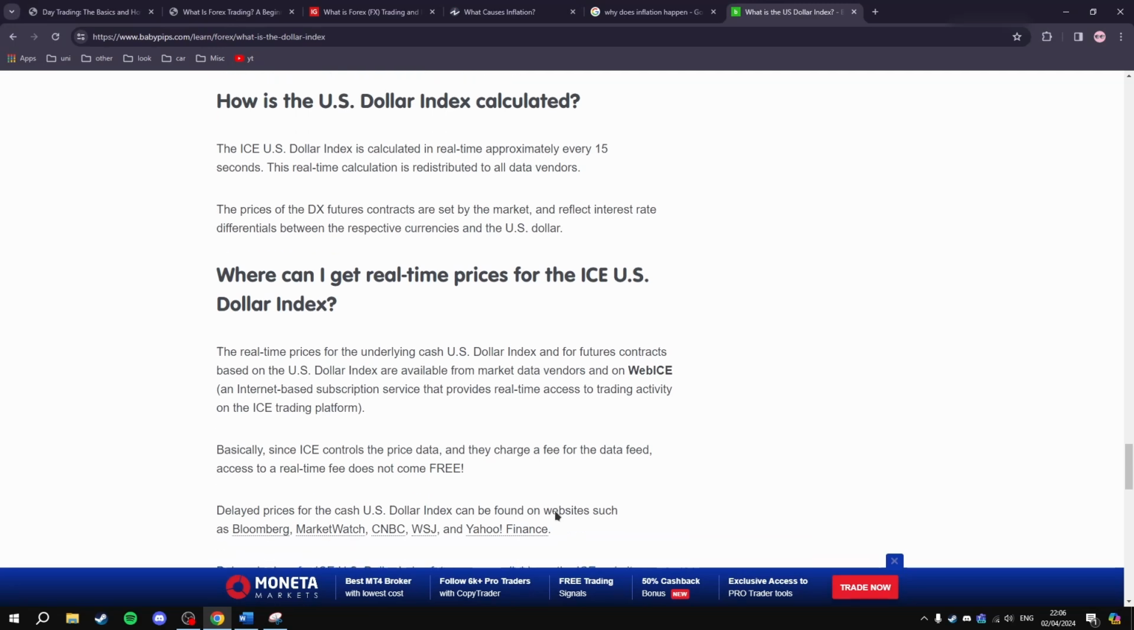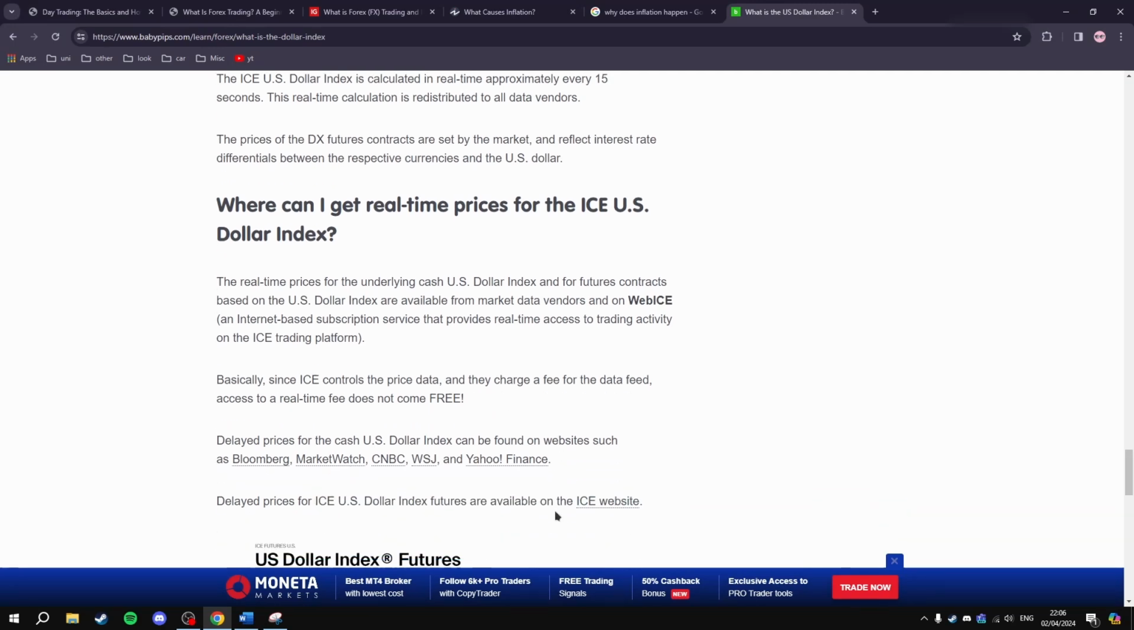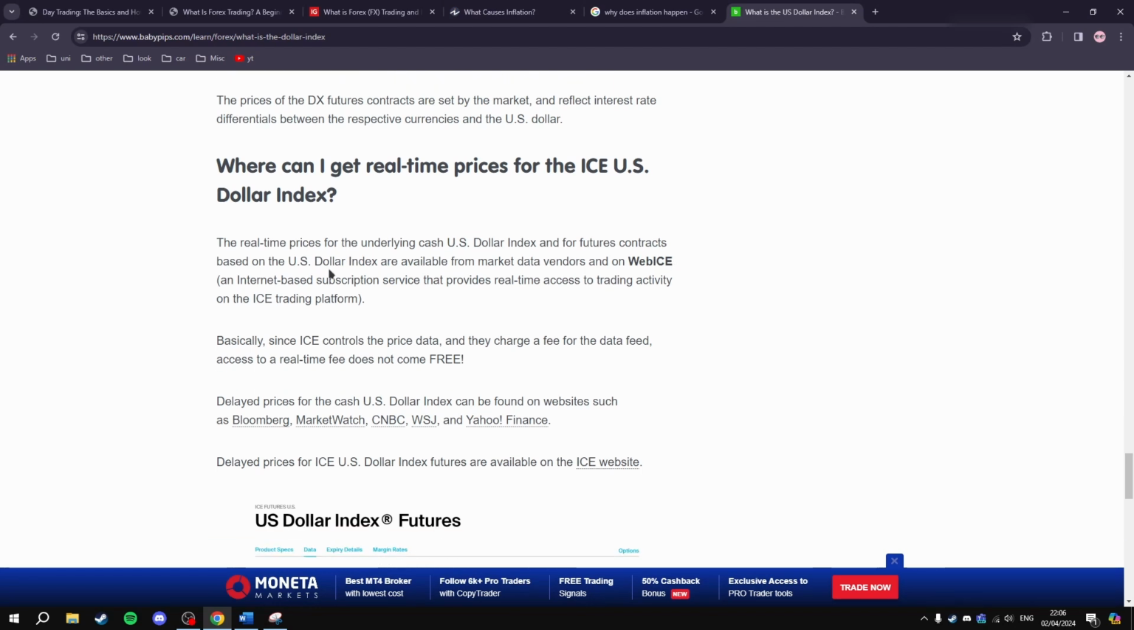Where can I get real-time prices for the ICE dollar index? The real-time prices of the underlying cash US dollar index and for futures contracts based on the US dollar index are available from the market data vendors and on WebICE, an internet-based subscription service that provides real-time access to trading activity on the ICE trading platform. Subscription service, right? So you've got to pay for it, basically.